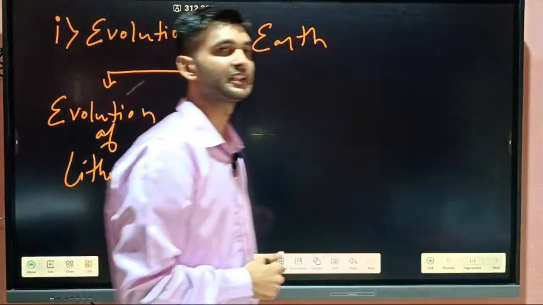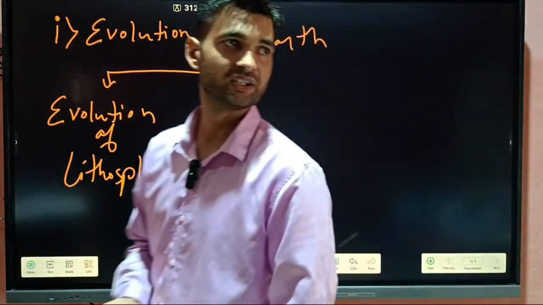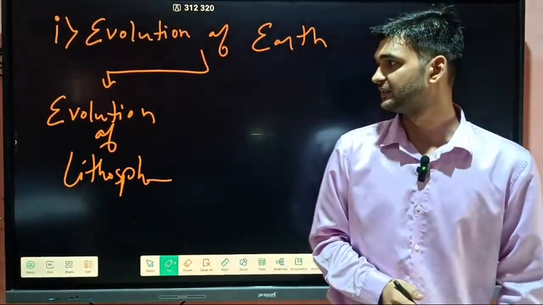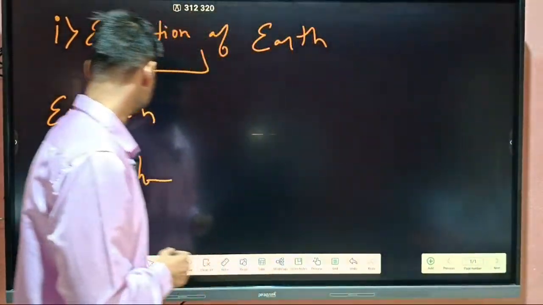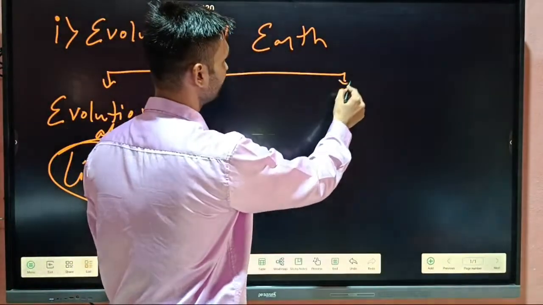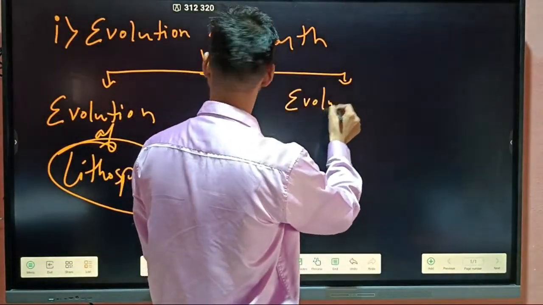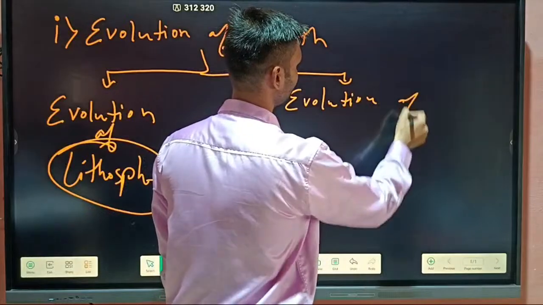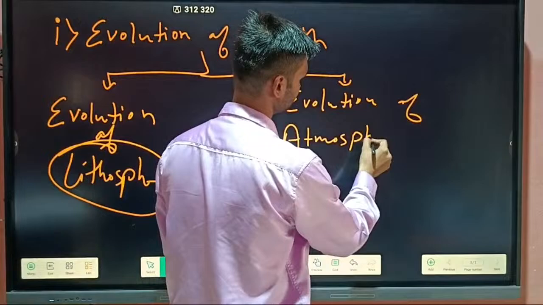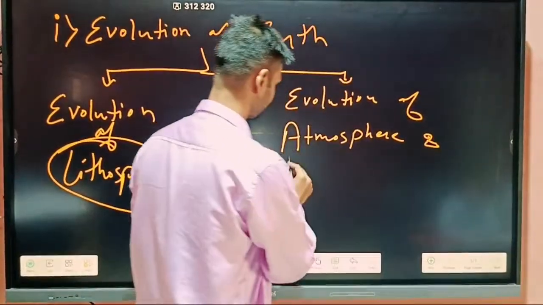What do you mean by lithosphere? Lith means rock, the rock surface. The crust, you can say. The rocky crust, the solid surface, is called the lithosphere. How it evolved. And second, the evolution of the atmosphere and hydrosphere.